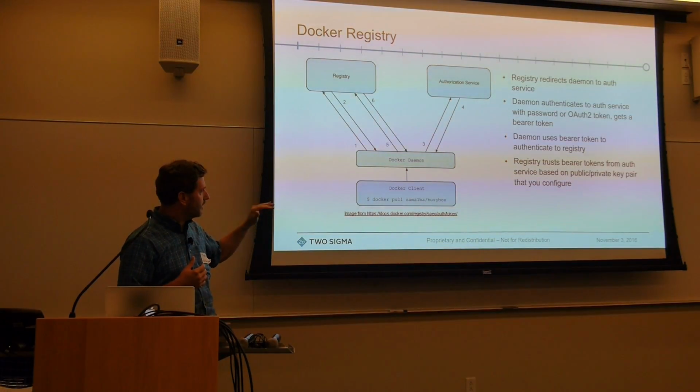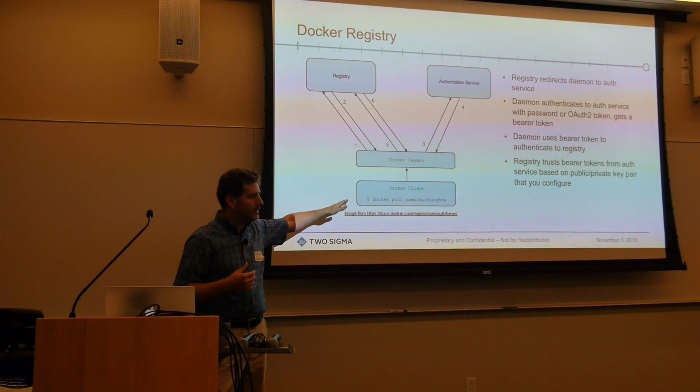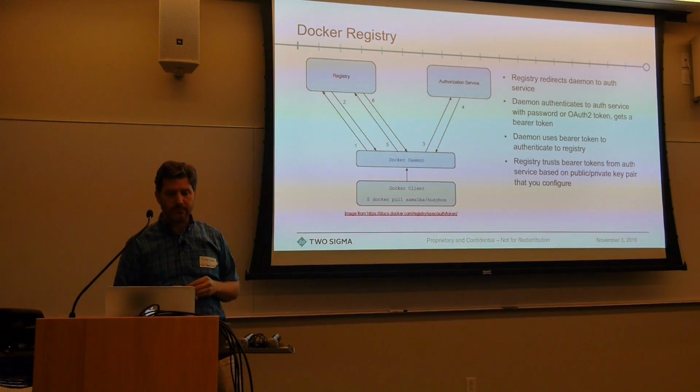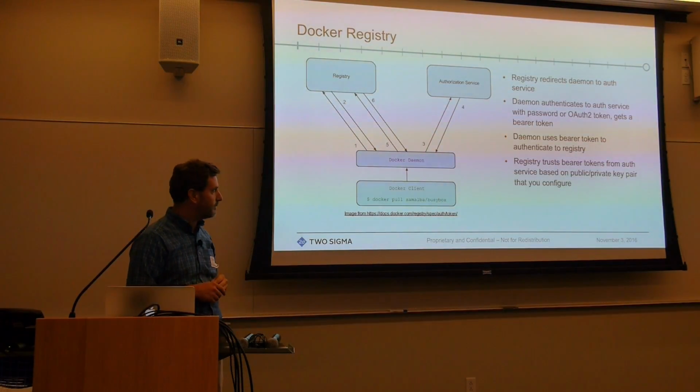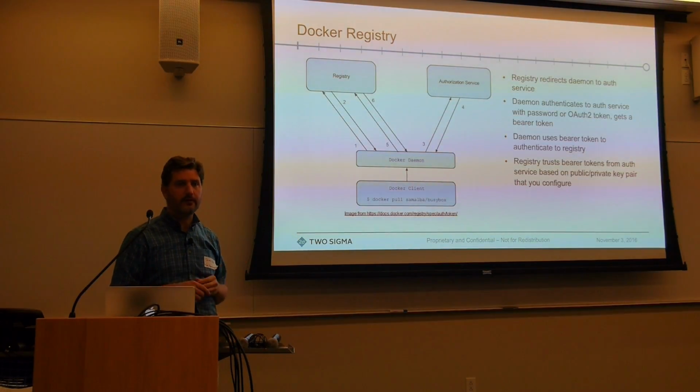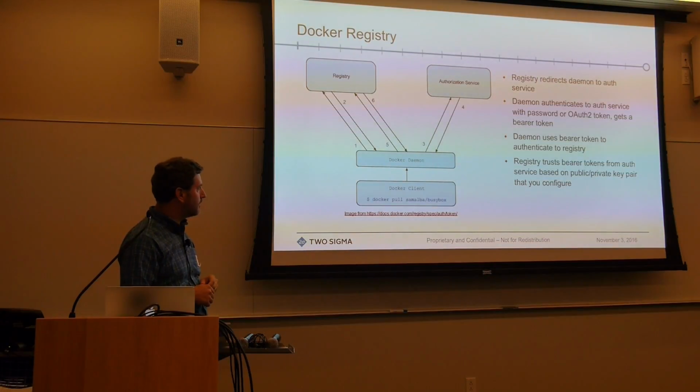The flow goes like this. So you're on your machine and you've got the Docker client. You say docker pull, for example, and some image. The Docker client talks to the Docker daemon. Typically this is local through /var/run/docker.sock. So the Docker socket is typically how the Docker client talks to the Docker daemon. And then you can kind of follow the numbers here.